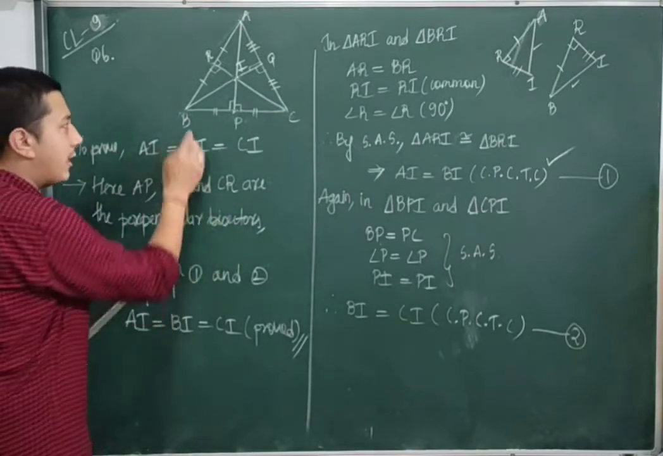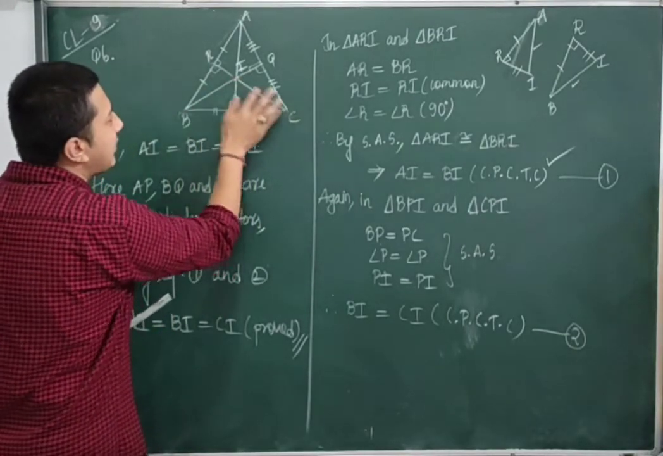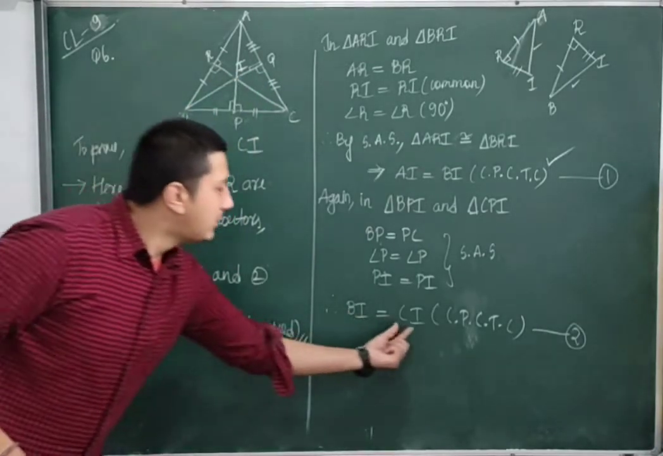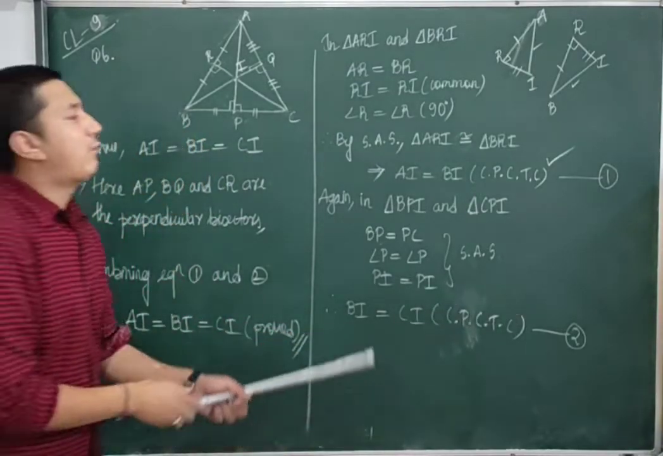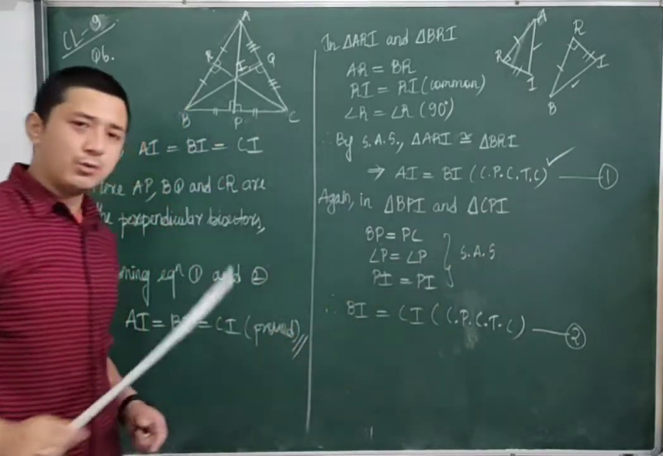So if they are congruent, see, this overlaps with this. This is already overlapping. So CI should be equal to BI, isn't it? Which means CI equals BI by CPCT. Let's keep the first one as equation number 1. Let's keep the second as equation number 2.